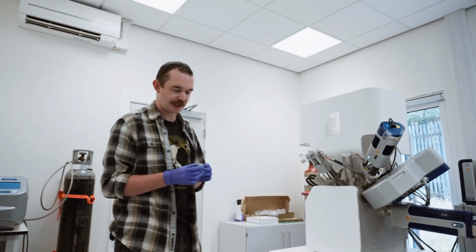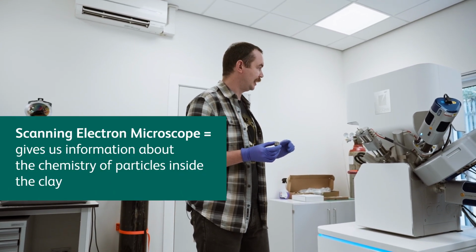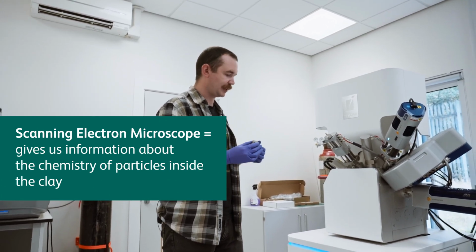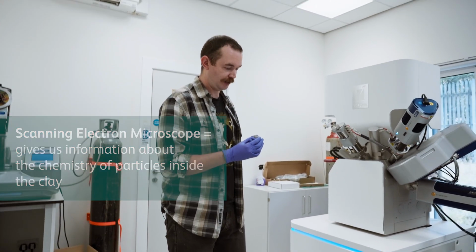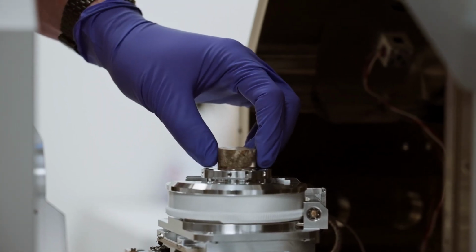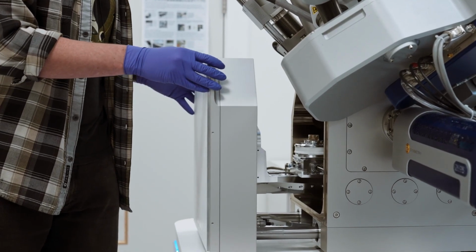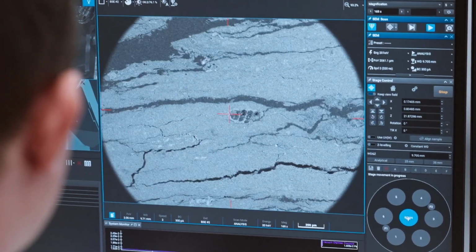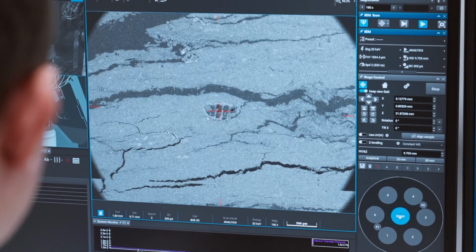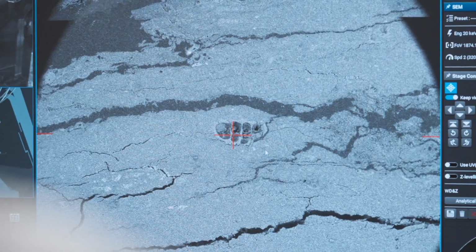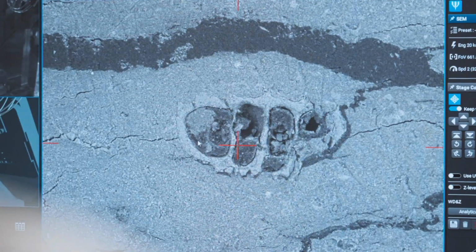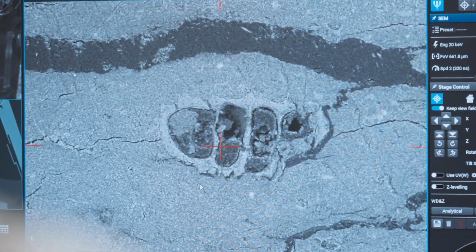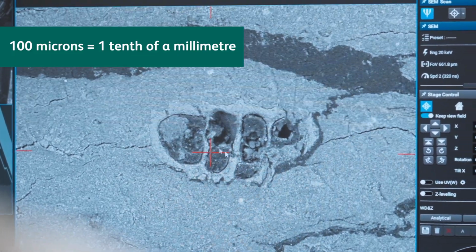So now we're going to put the sample into the Scanning Electron Microscope, and we're going to use an array of these different detectors to give us all sorts of information on the chemistry of the particles inside the clay. Oh, there we go. That's a little snail fossil. The snail itself is about 150 microns in size, which is, well, yeah, 100 microns is 1/10 of a millimeter.